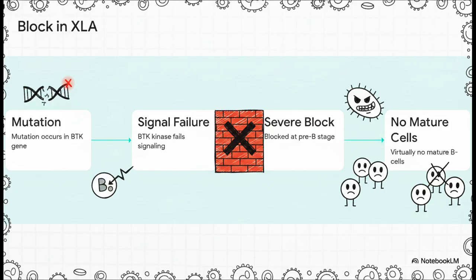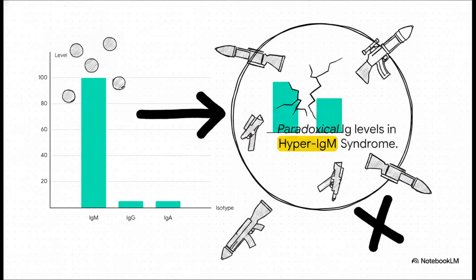The entire assembly line gets severely blocked right at the pre-B cell stage. The result? The patient produces virtually zero mature B cells. We're talking less than 1% of normal. That means they have absolutely no heavy artillery to fire at bacterial invaders. But then you have this bizarre, paradoxical contrast with hyper-IgM syndrome.